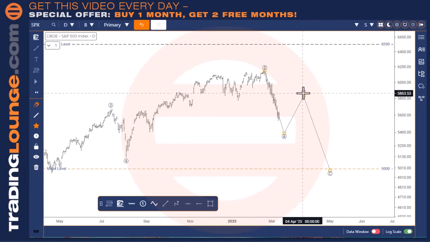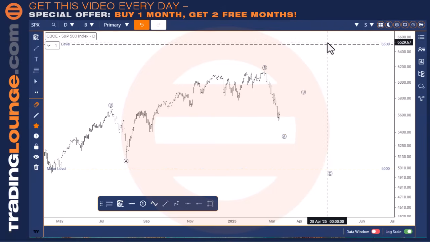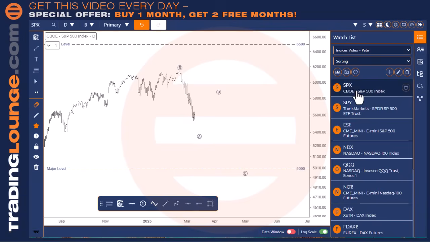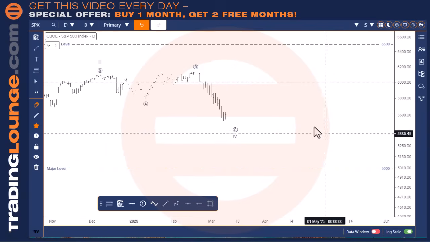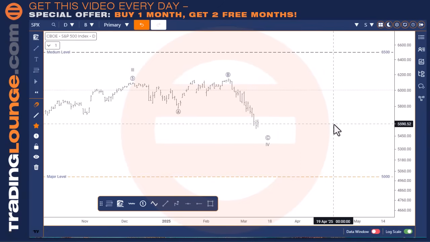Now, will that bounce be a B wave and then down again? Or will it be an impulse wave to the upside? The primary count is having it to the upside here in this case, and this is the one that we're going to focus on. But it's good to know the other one as well.